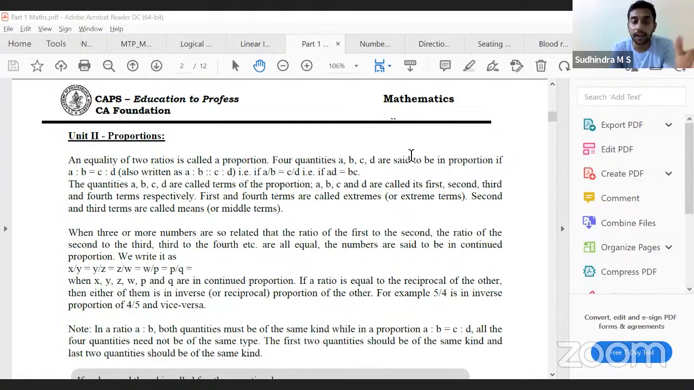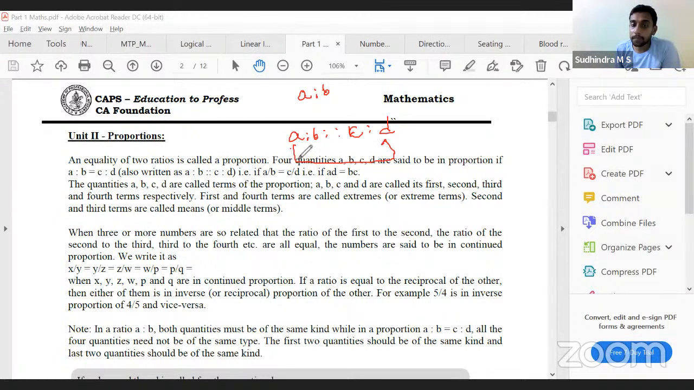We'll write it as A is to B as C is to D, or A by B is equal to C by D. Multiply, AD is equal to BC. Cross multiplication. So the quantities A, B, C, D are the terms of the proportion. Simple. If A is to B is the ratio, A and B are the terms of the ratio. Now we have proportion. So we have four items A, B, C, and D. These are called terms of the proportion.